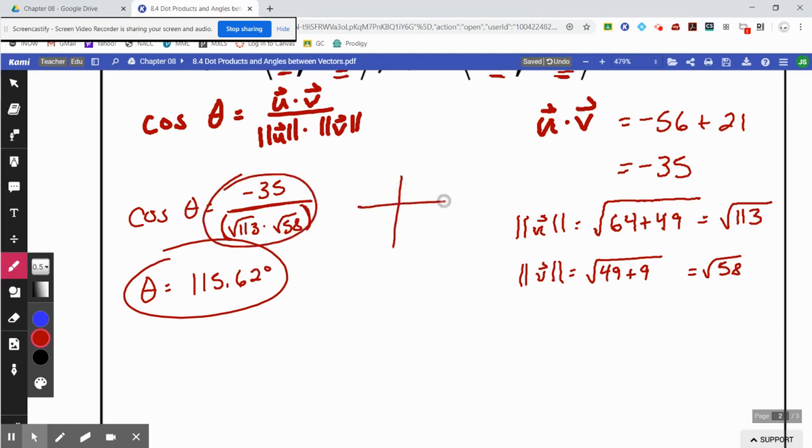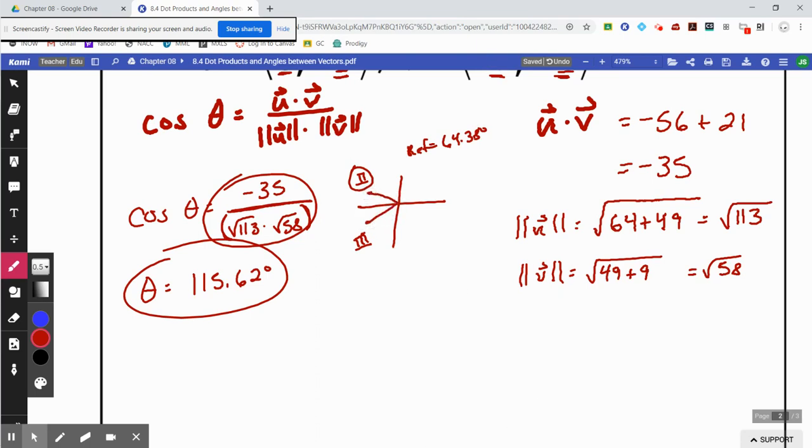Where is cosine negative? Cosine is negative in the second quadrant and in the third quadrant. So you have two possible answers here. So 115.62 is only that second quadrant answer. If you do the cosine is equal to and just find your reference angle, you're going to find out that your reference angle is going to equal 64.38 degrees. And again, when you subtracted that from 180, that gave you this second quadrant reference angle.